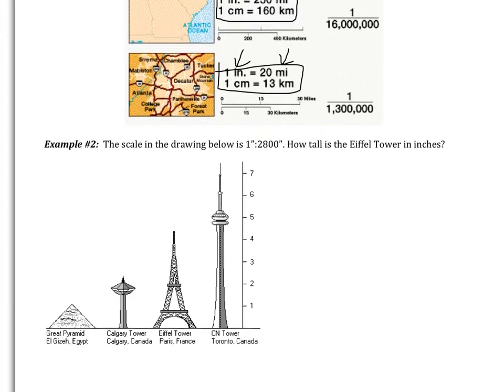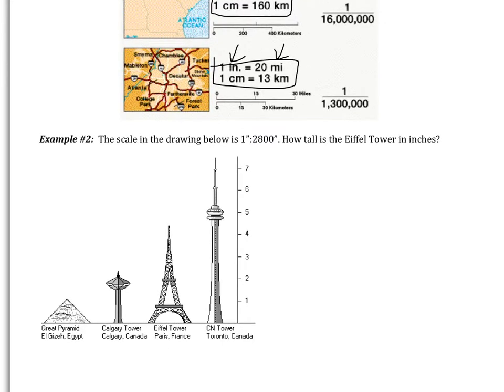So let's look down at example 2. It says the scale in the drawing below is 1 inch to 2,800 inches. So this is saying 1 inch on the map is 2,800 inches in real life. It says, how tall is the Eiffel Tower in inches? Okay, so this section's about proportions, so we're going to have to set up a proportion. So the scale is 1 over 2,800. The 1 is the map, or the drawing, and the 2,800 is in real life.